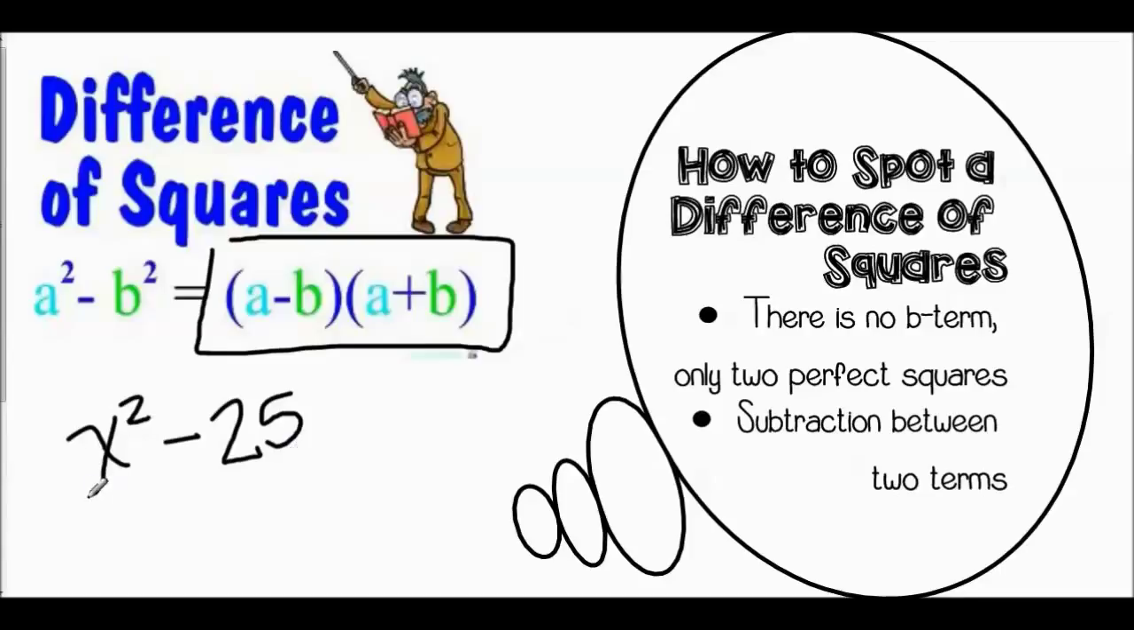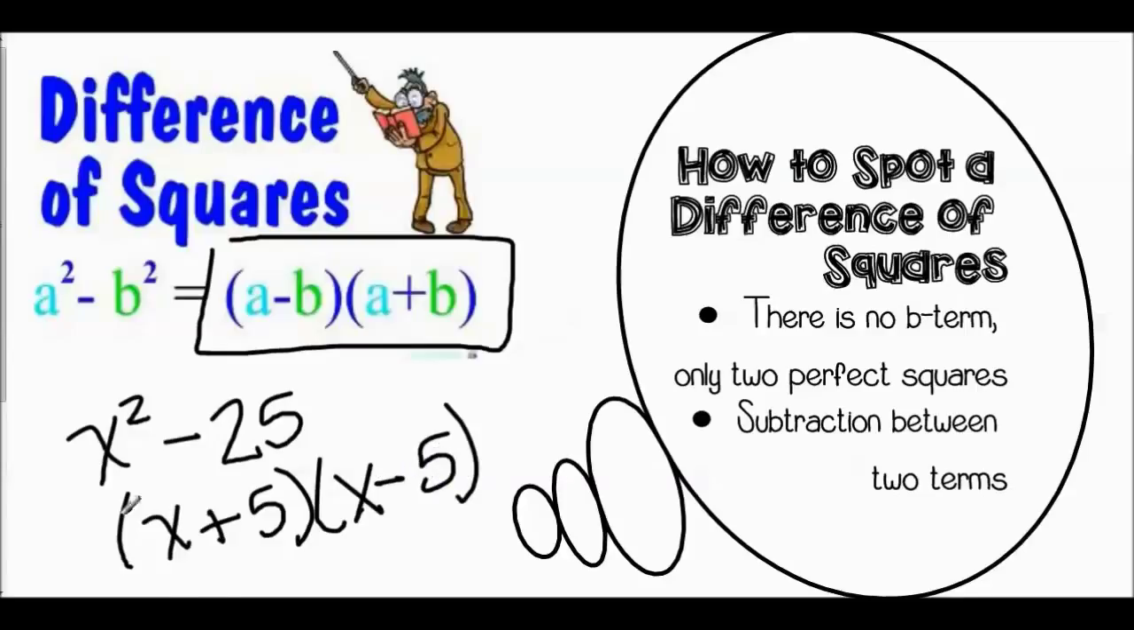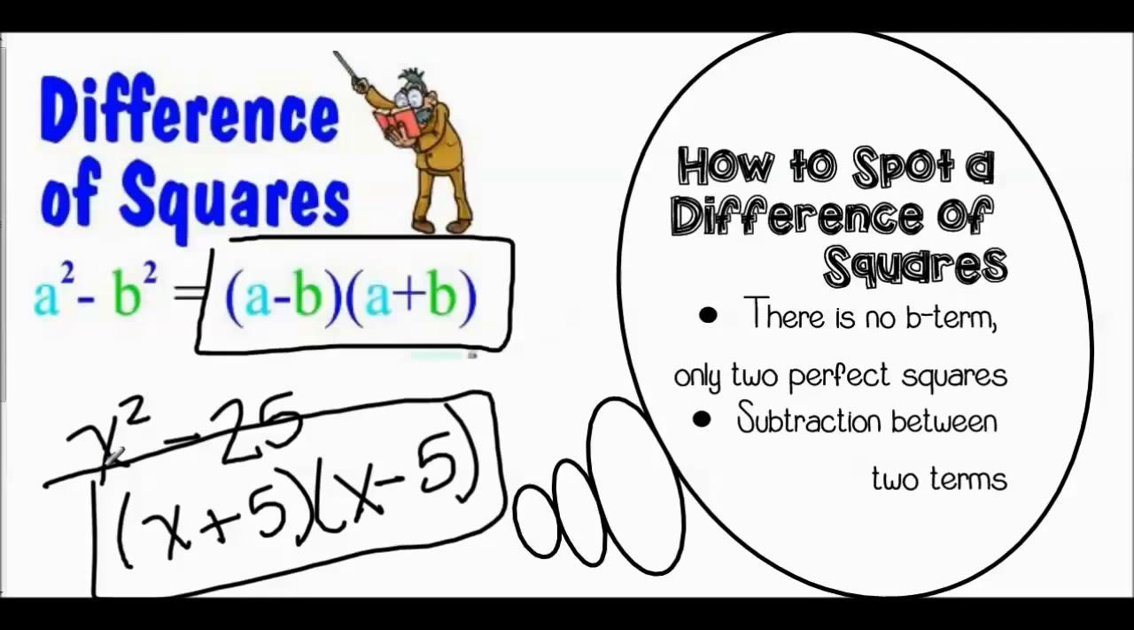The square root of x squared is x. The square root of 25 is 5. It has to be the subtraction sign there in order for them to cancel out, so that would factor to be x plus 5 times x minus 5. So this would be the factored version of that difference of two squares.